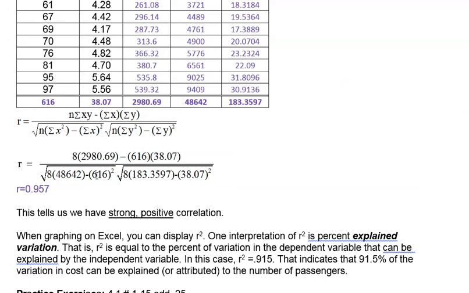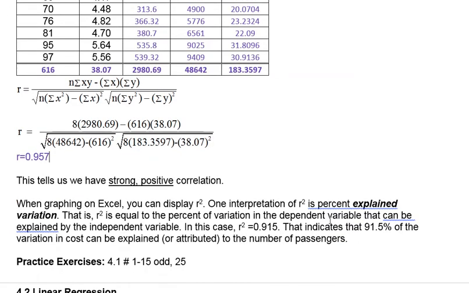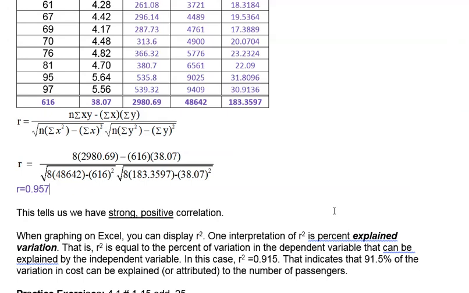In this case, where we have R is 0.957, if we square that, we get 0.951, and that tells us approximately 91.5% of the variation can be explained by these variables here. So in this case, it's the number of passengers versus the cost. So that's quite a lot of the variation in cost that can be explained that way.